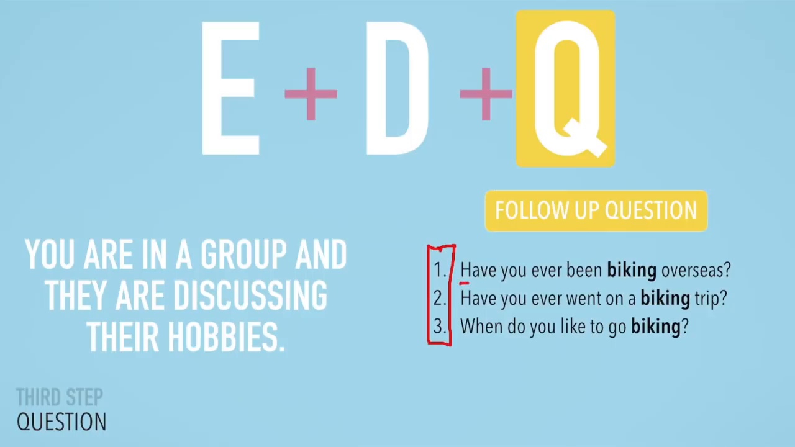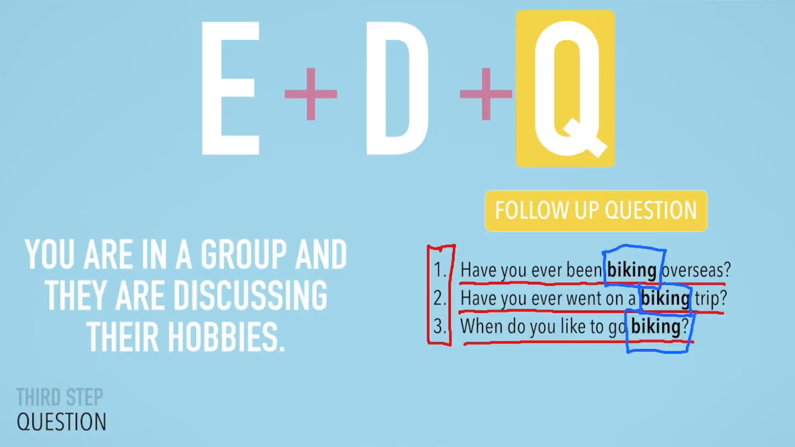We can say, have you ever been biking overseas? Or we can say, have you ever gone on a biking trip? Or you can say, when do you like to go biking? So what happens? We have biking as a part of our question because this is what we have been talking about. Now, why is this step so important?